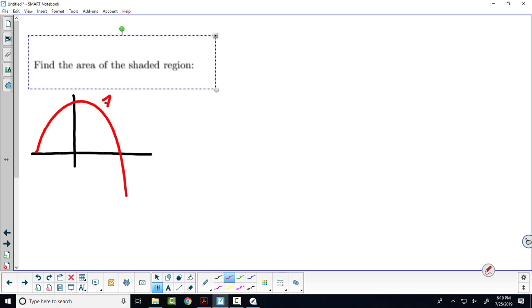It's still going to be the function f of x is equal to negative x squared plus 4, and it still goes down this way. But the shaded region is now going to go, we're going to shade this part and this part, and we're going to go to where x is equal to 3.